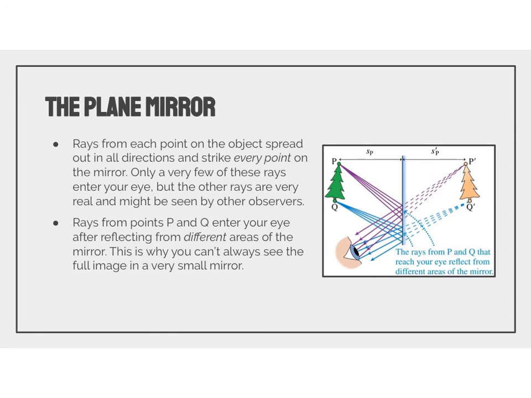But you can't always see the full image if you don't get light rays reflected. So you can play around with this. If you've got a bathroom that's got a mirror in it, have someone stand in front of the mirror. If you stand directly behind them, you should be able to see them. But as you start to step off to the side, the further and further away you get from the side, the less and less of them you'll be able to see, because light rays won't be able to bounce off of the mirror and hit you in the eye.